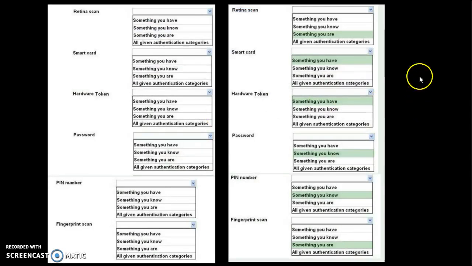Alright, we have a few of these questions. It's more of a click down and select. Retina scan, something you are, it's your eye. Smart card is something you have, the card in your hand. Hardware token, something you have, basically on like a key fob or something like that. Password is something you know. A PIN number is also something you know. Your fingerprint is, again, something you are, because it's your finger.